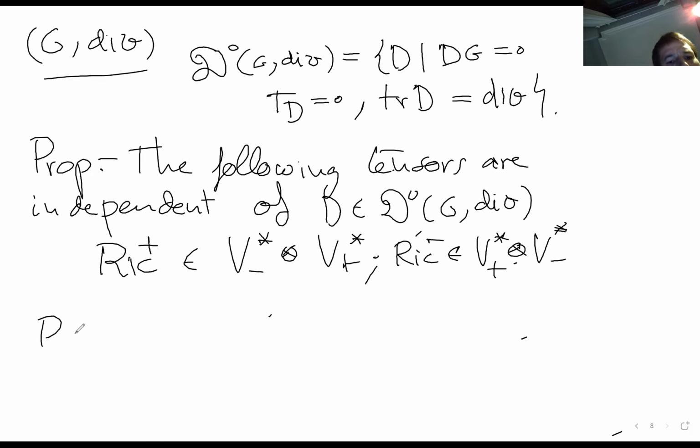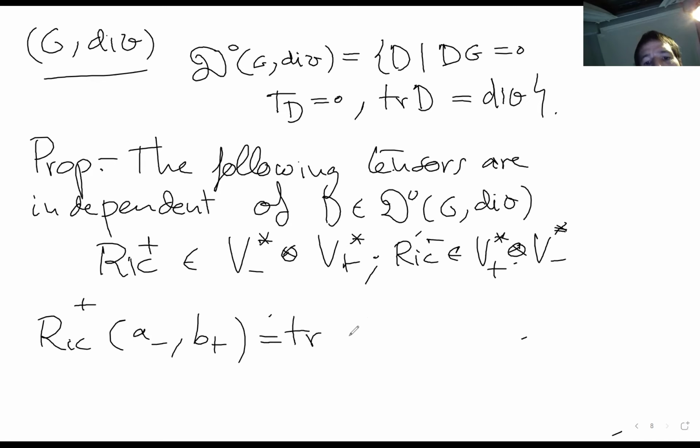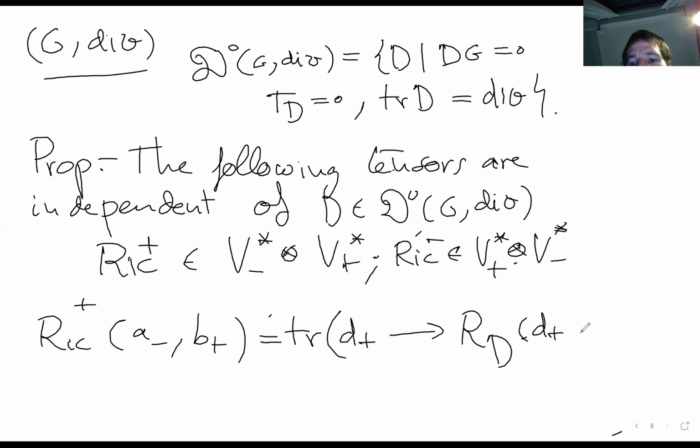and are defined as follows: Ricci plus minus. Well, let me define it for the plus, and the other one is the same, replacing plus by minus. So this is Ricci plus of A minus, B plus equals the trace of the endomorphism which sends D plus to this sort of curvature that I defined before, acting on D plus, A minus, B plus. This is the definition. Any questions about this?